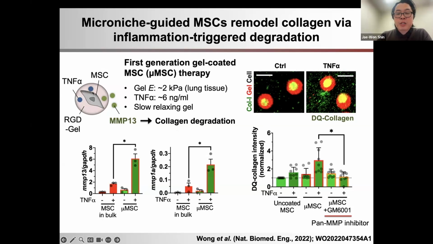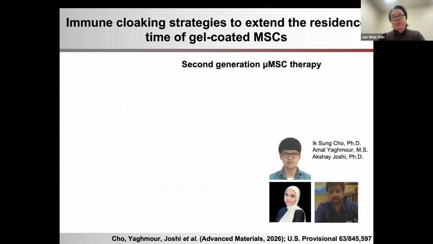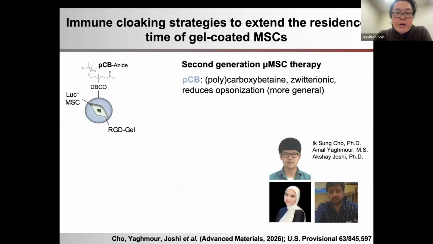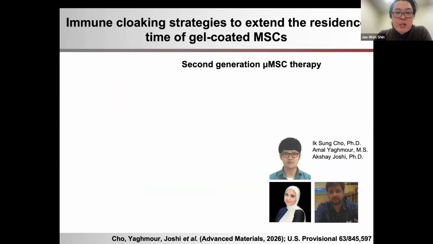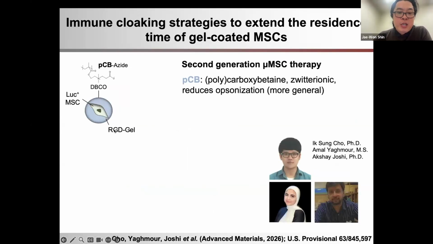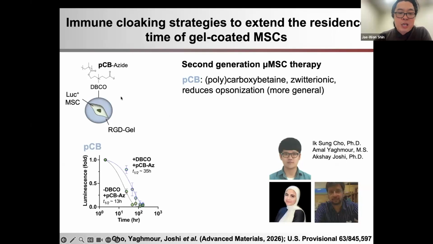microniches. But the issue with this approach is that they can be cleared rapidly because the hydrogel materials are easily opsonized. So we recently developed the second generation therapy, where we tested different types of molecules to reduce opsonization and to evade the clearance by macrophages. And we initially tested the zwitterion molecules to reduce the absorption of proteins. And indeed, the residence time of the encapsulated cells improved by about threefold.